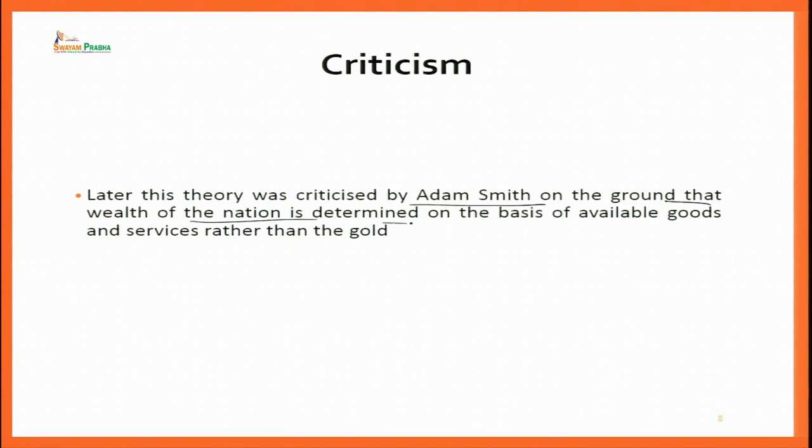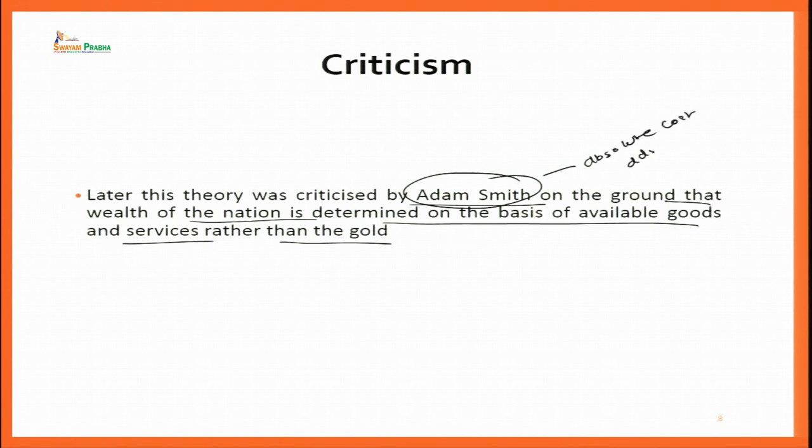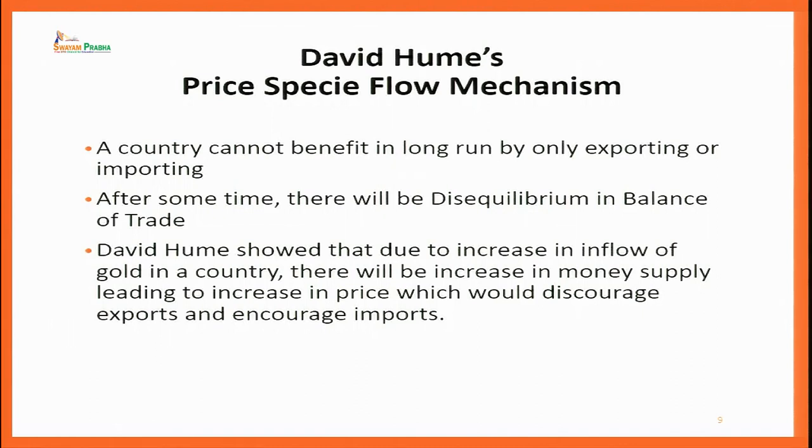This theory was later criticized by Adam Smith on the ground that the wealth of a nation is determined on the basis of available goods and services rather than just gold. And he came up with his theory known as the absolute cost advantage theory. This is what we are going to discuss in the next slide. But before that, let's look at David Hume's price specie flow mechanism.